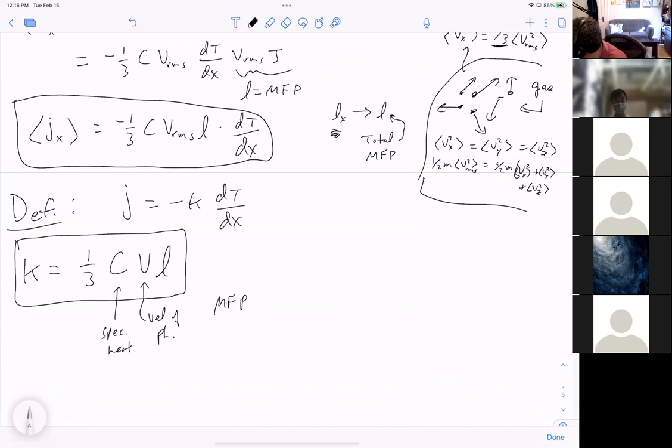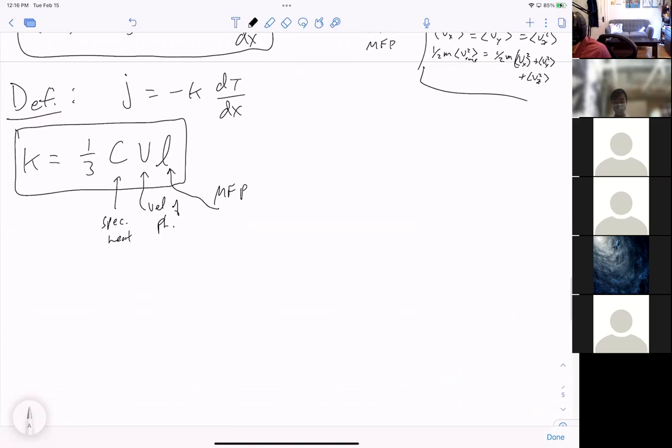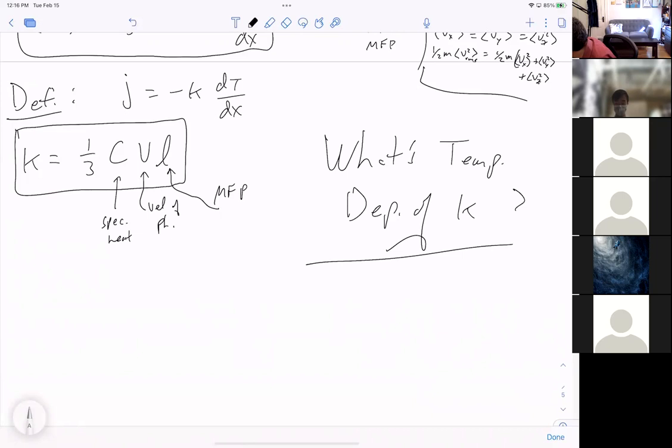Now let's ask ourselves, what's the temperature dependence? How does the thermal conductance of a material change as a function of temperature? To do that, there's a trick. There's going to be three regimes.